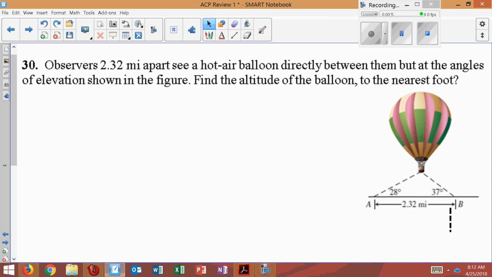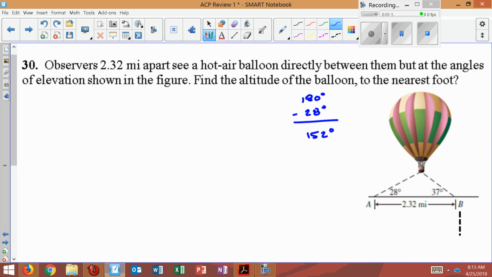To help us out, I want to move this away. To use law of sines, I have to have a completed set. And as I look at this, I can come up with one, because I can find this angle right here. Every triangle has 180 degrees. So if I subtract from 180 and take away the two angles, I'll first take away 28. And when I do that, I get 152. And then I'll take away this 37. And when I do that, I get 115 degrees. That is my angle right here.